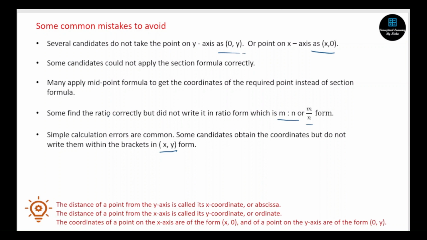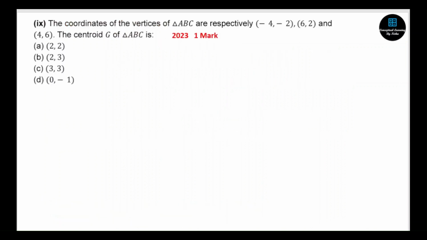So let's continue with the question of year 2023. Here it is a 1 marker question. So let's understand what is given. The coordinates of the vertices of triangle ABC are given. The points x1, y1, x2, y2 and x3, y3 are the vertices of the triangle. These are given to us, and we have to find the coordinates of the centroid.